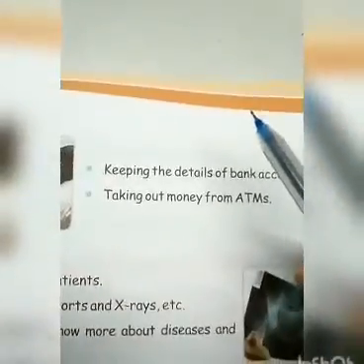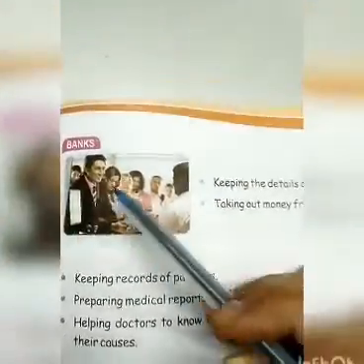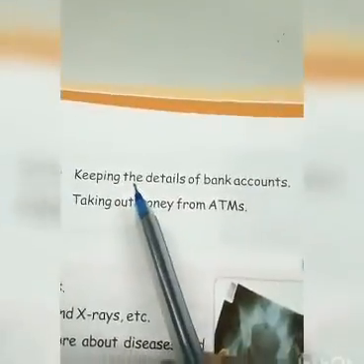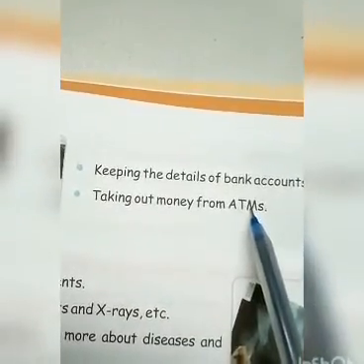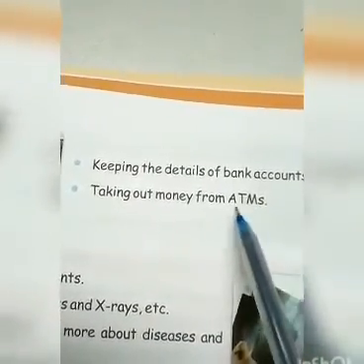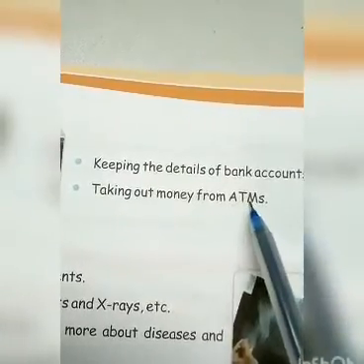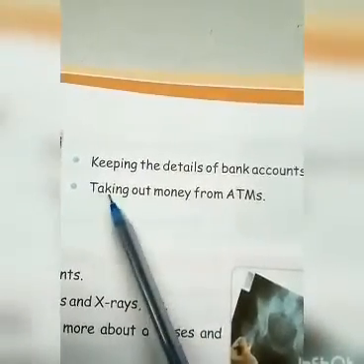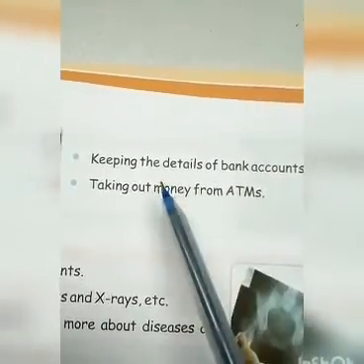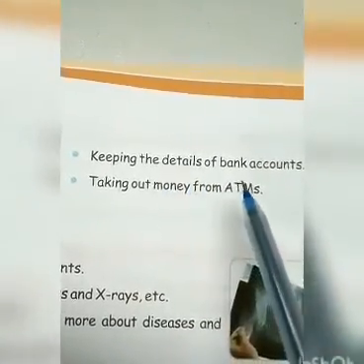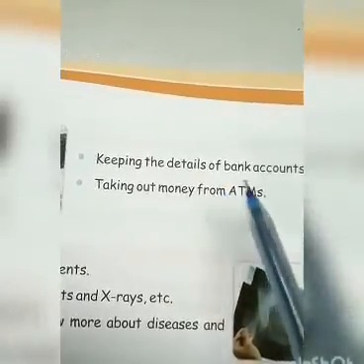Now come to page number 19. Computers are also used in banks for keeping the details of bank accounts and taking out money from ATMs. You must have visited ATMs and you must have seen how your parents are withdrawing money. At any time of the day they go to the ATM. When the bank is closed, at that time also you can go to the ATM and get the money.